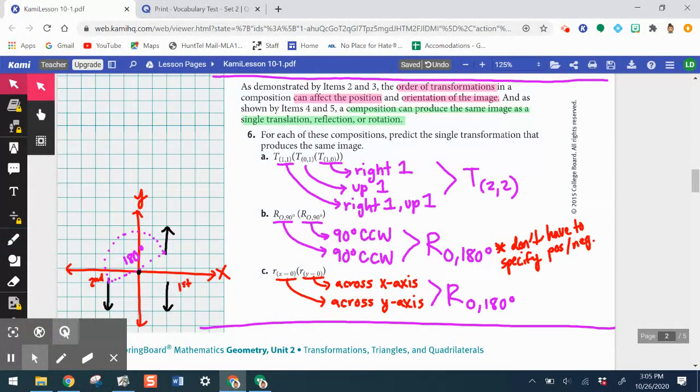So one of the main things we're seeing here is that the order of a transformation in a composition can affect the position and orientation of the image. So in other words, order matters. We know that from PEMDAS. Order absolutely matters. We can get different answers depending on the order that we choose. So composition of transformations is no different. But sometimes a composition can produce the same image as a single translation, reflection, or rotation.